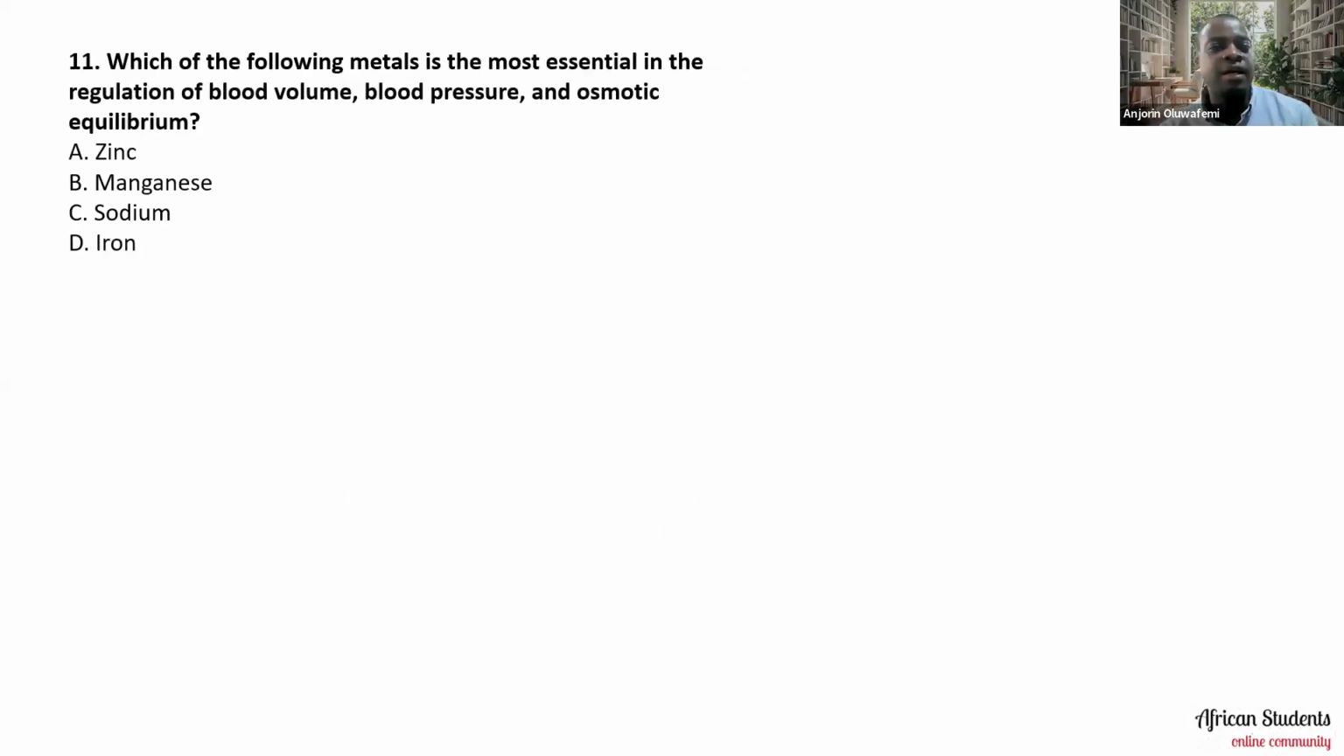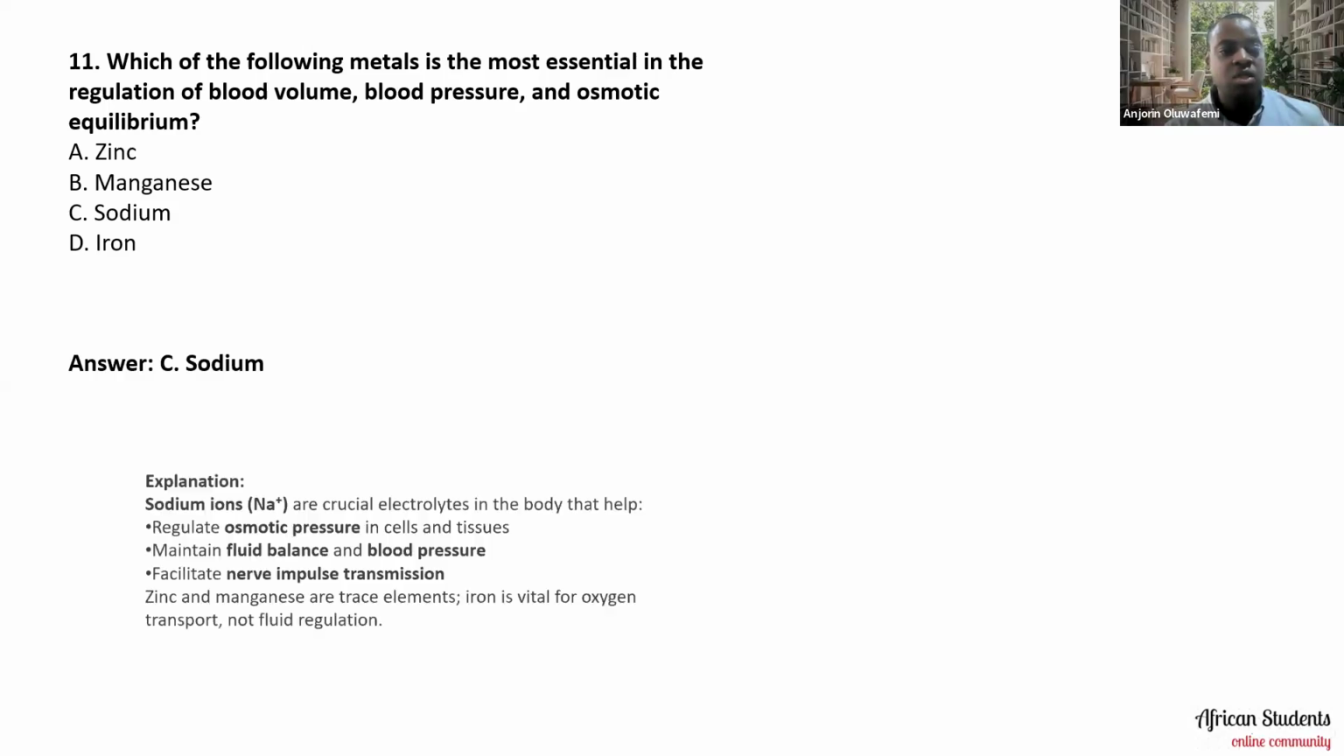Which of the following metals is the most essential in the regulation of blood volume, blood pressure, and osmotic equilibrium? Is it zinc? Is it magnesium? Is it sodium or iron? Now, the answer to this is actually sodium.